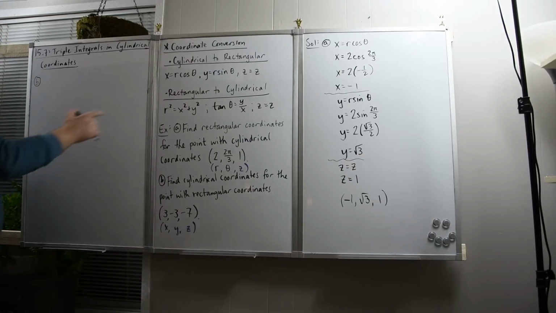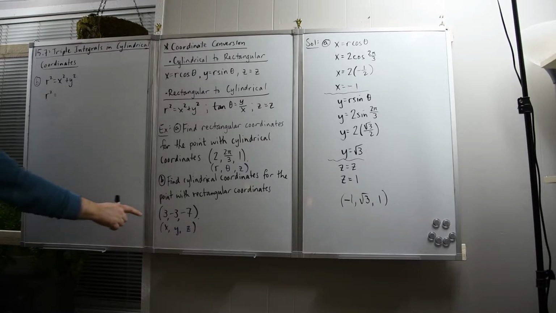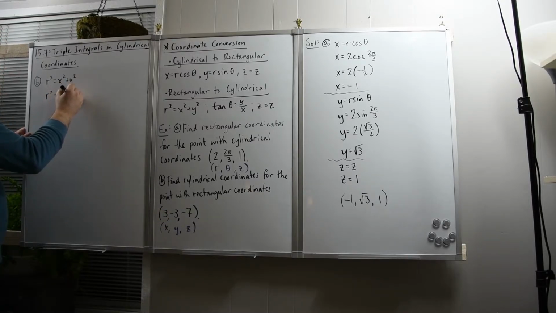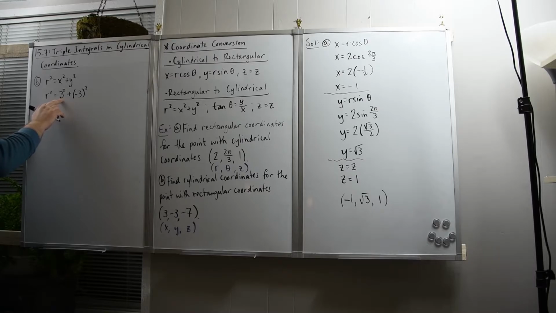And so we know that r squared is equal to x squared plus y squared. But we have x equals 3, and we have y equals -3. So r squared is equal to 3 squared plus -3 raised to the second power. But this gives you 9, and this gives you 9 as well, so 9 plus 9 gives you 18. Which means r is the square root of 18.